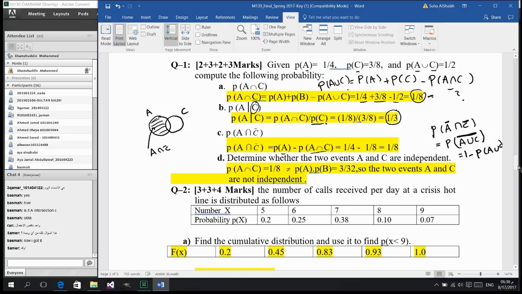Then determine whether they are independent. The probability of the intersection is 1/8. It is not the same as probability A times probability B. So they are not independent. Or you can check that the probability of A under condition C is not the same as the probability of A, which means they are not independent.